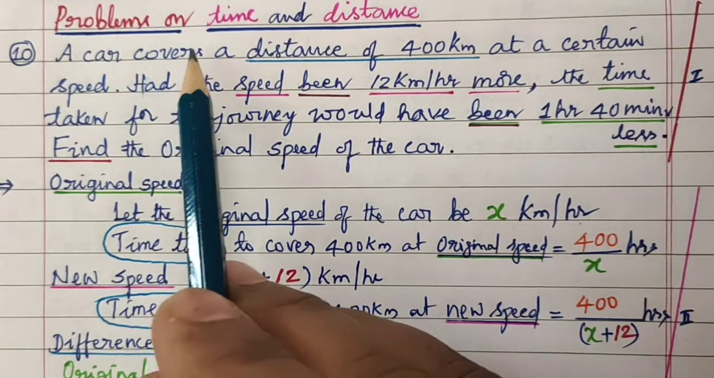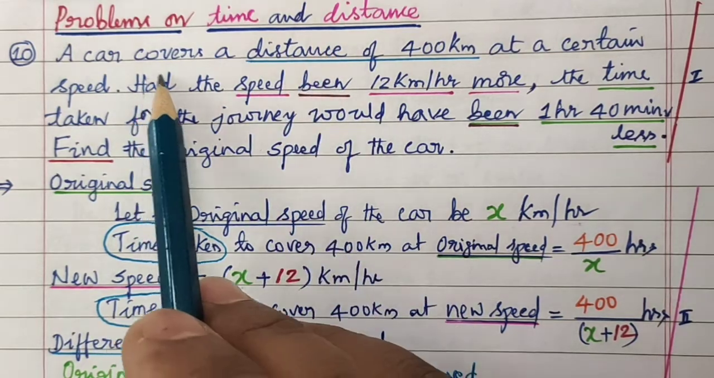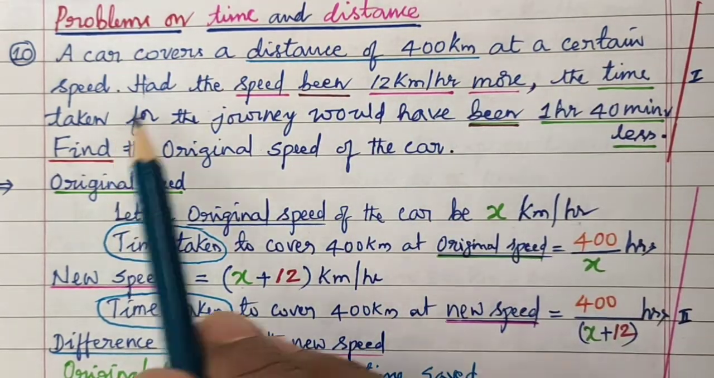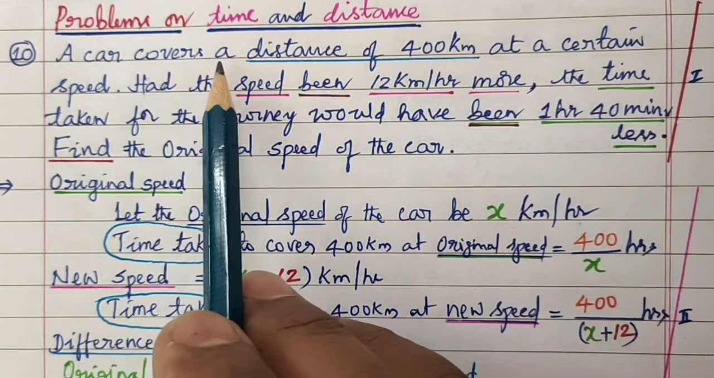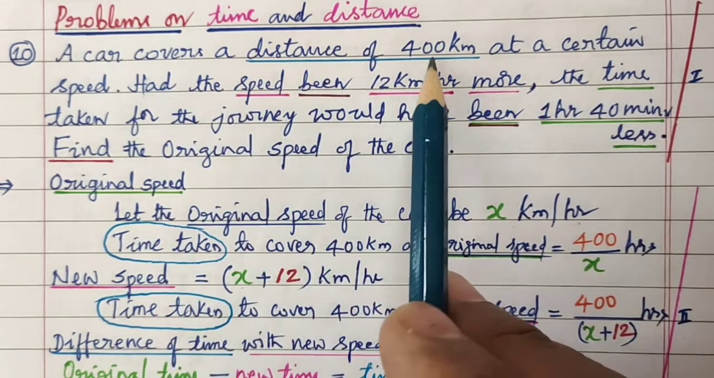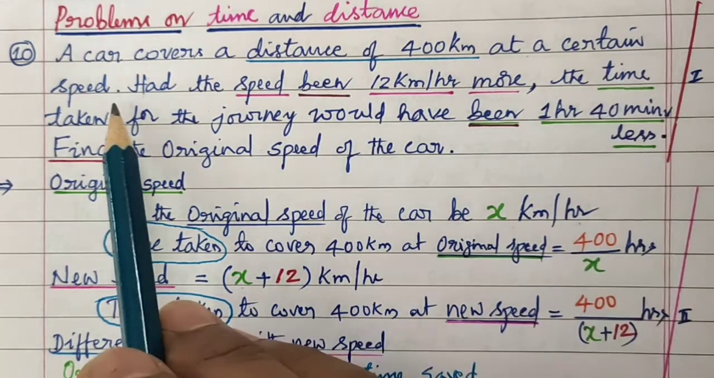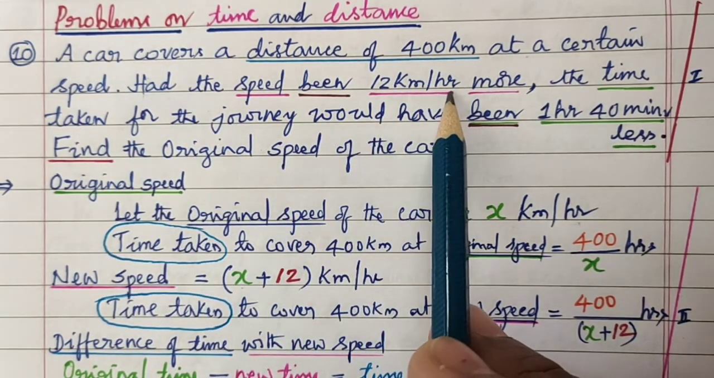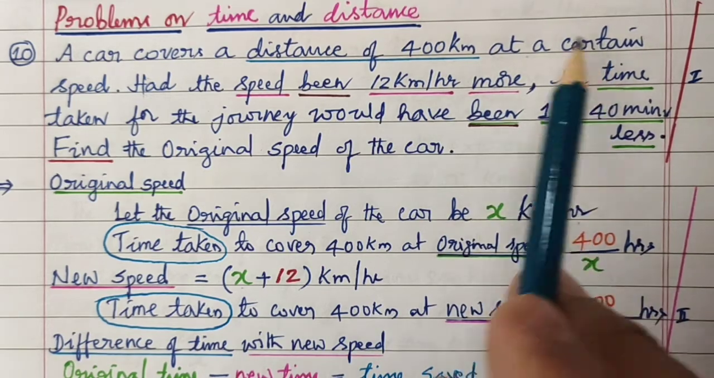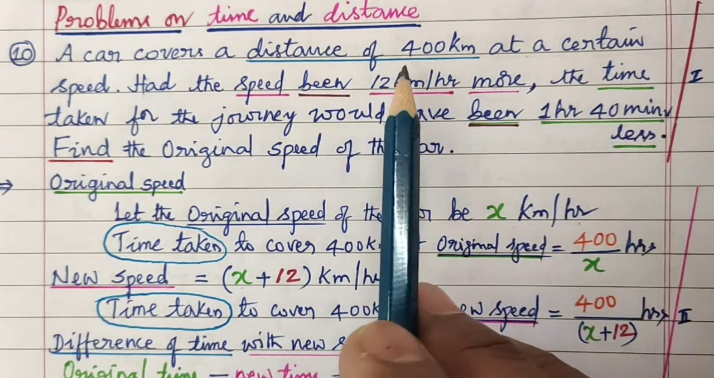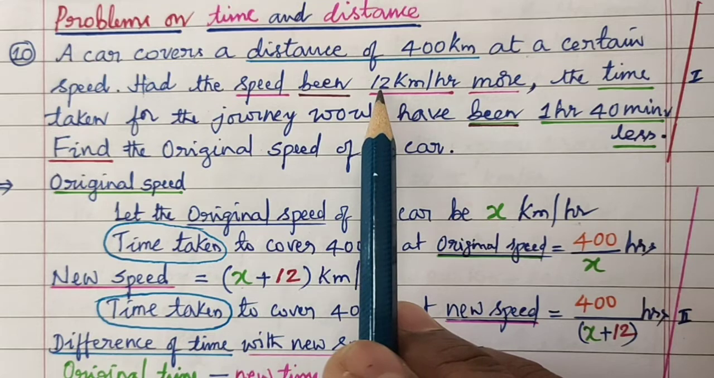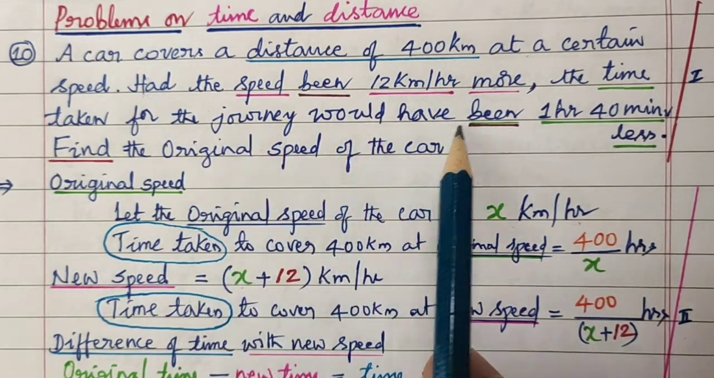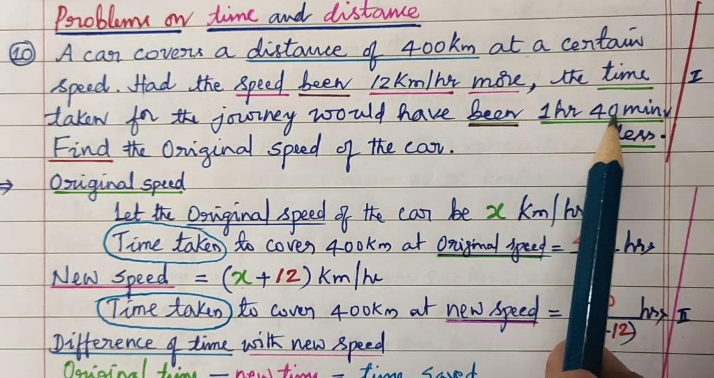The problem on time and distance. A car covers a distance of 400 kilometers at a certain speed. They have not given any speed. Had the speed been 12 kilometers per hour more, if he had increased the speed by 12 kilometers per hour, the time taken for the journey would have been 1 hour 40 minutes less.